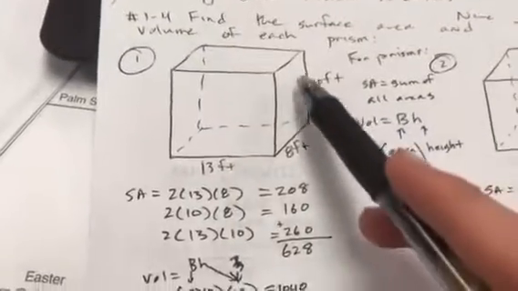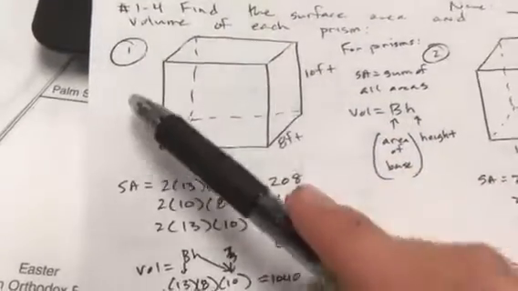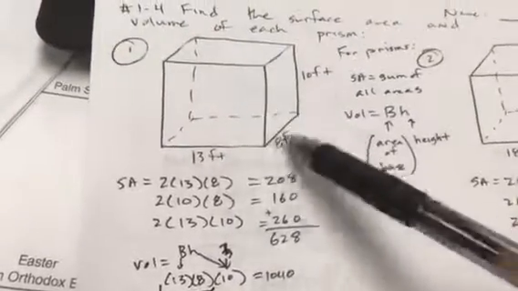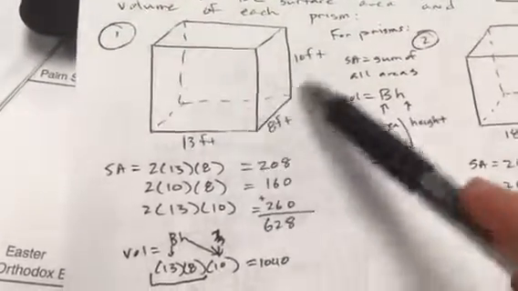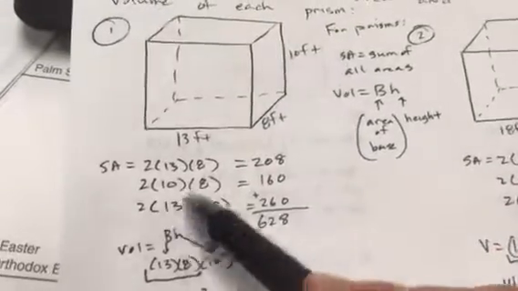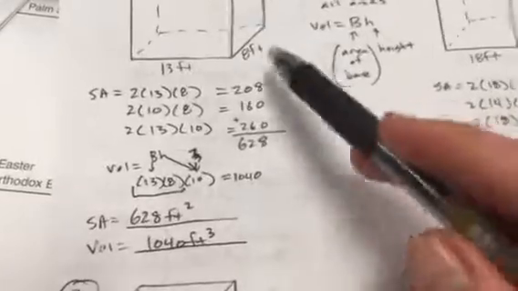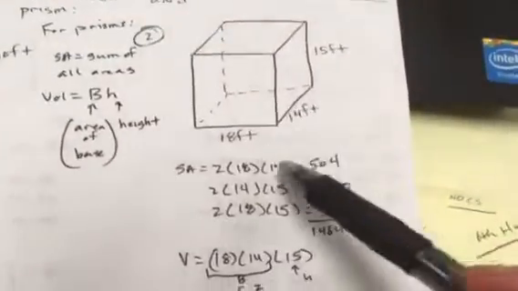You have two sides that are 10 by 8, the right and the left. So that's why we do 10 by 8, double it. All right, then you have two sides, the front and the back, which are 13 by 10. 13 by 10 doubled, 260. Add them up, you get 628. That's the surface area.